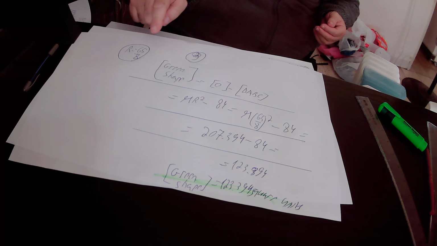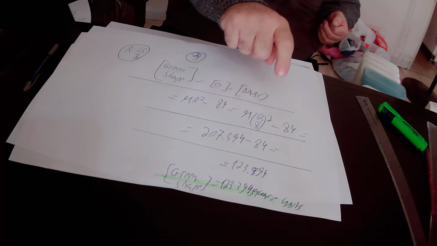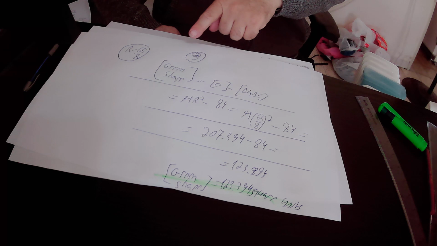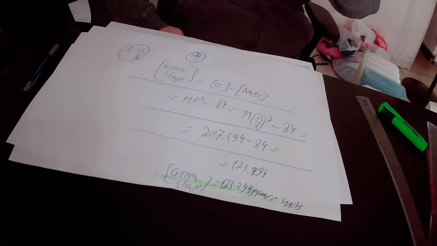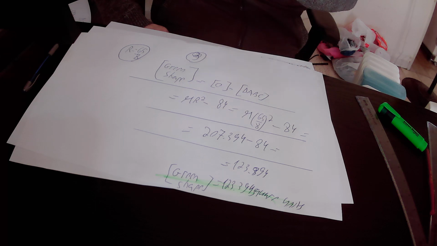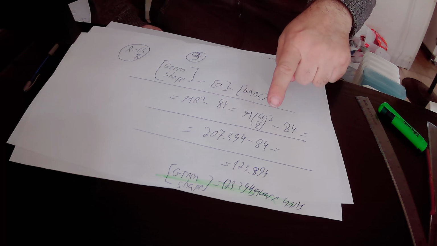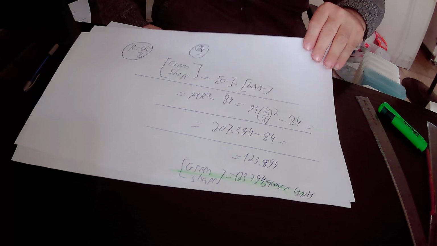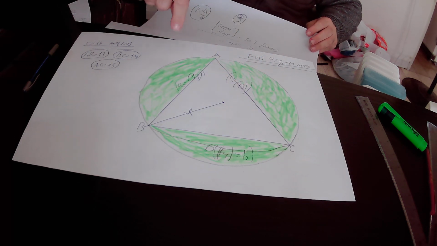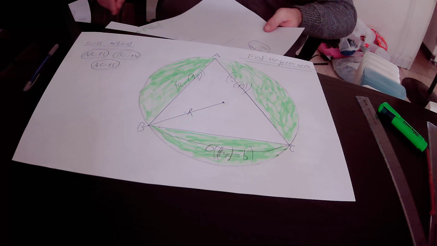So the area of the circle is pi r square, but r is 65 over 8, therefore r square is 65 over 8 squared. So in total the area of the circle is pi times 65 over 8 squared, minus the area of triangle ABC, which we already found out equals 84 square units. This expression equals 207.394 square units minus 84. 207.394 minus 84 equals 123.394 square units. So we found out that the area of this green shape, according to the first method, equals 123.394 square units. We finished with the first method.